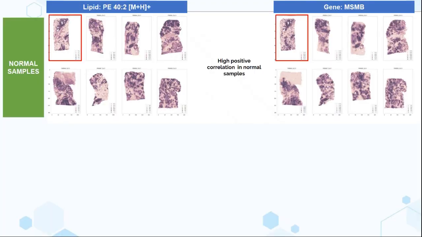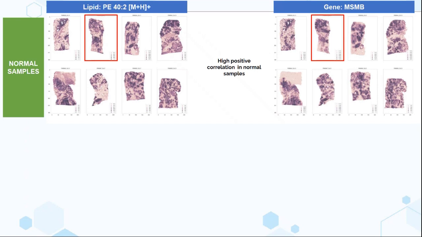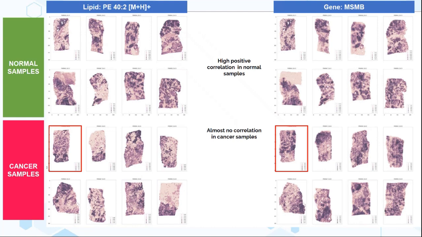And in this case, what we did is we looked for gene-lipid pairs. And here on the left, we see a lipid. On the right, we have a gene. That are spatially correlated in normal samples, which you can appreciate if we look at corresponding samples, the spatial distribution is very comparable, but the spatial correlation is lost in malignant biopsies.